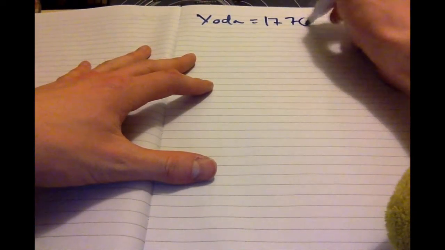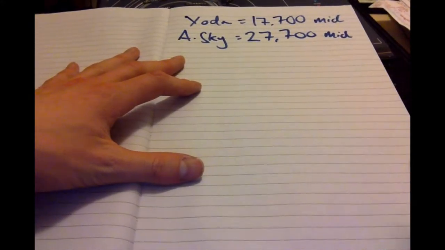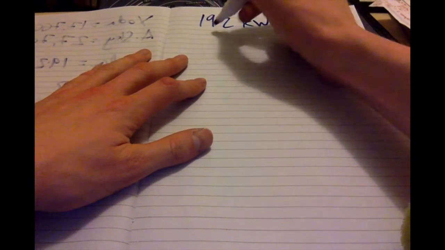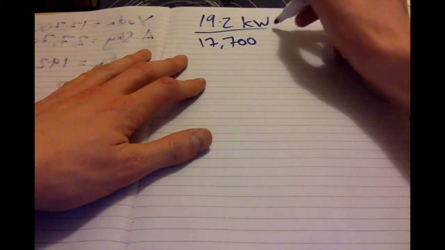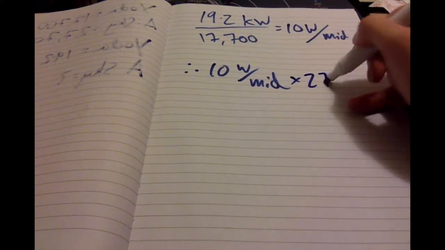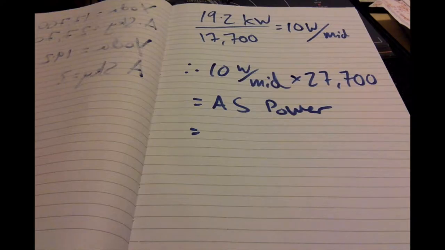We know Yoda has an outage of 19.2 kilowatts, and we know his midichlorian rate is 17,700. We know Anakin's is 27,700. But what's Anakin's power outage? So, to get to this, we need to divide Yoda's power outage by his midichlorian rate. So we have 19.2 kilowatts over 17,700. This gives us an output of about 1 watt per midichlorian. Now we need to multiply that 1 watt by, you guessed it, Anakin's midichlorian rate to multiply it up. And thus we get to the magical number, which is around 30 kilowatts.